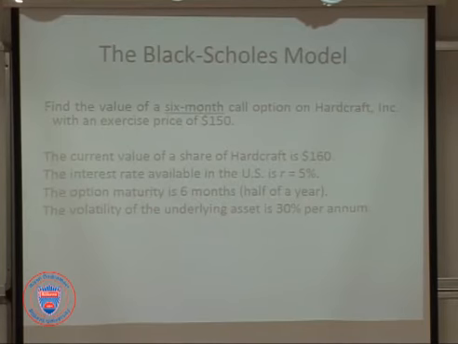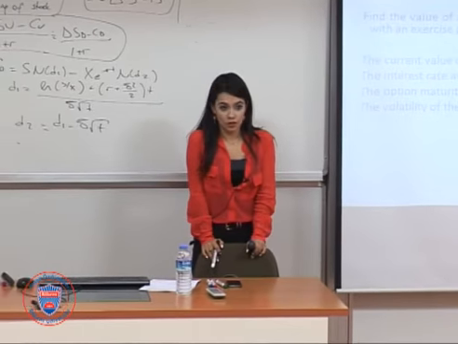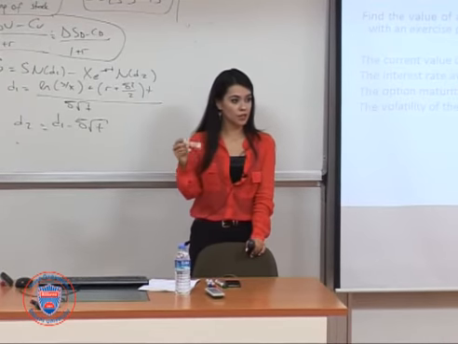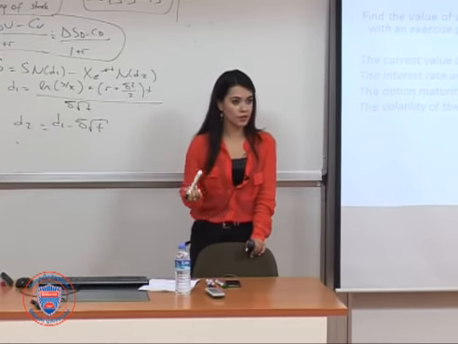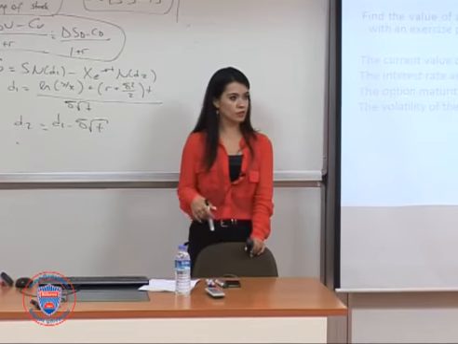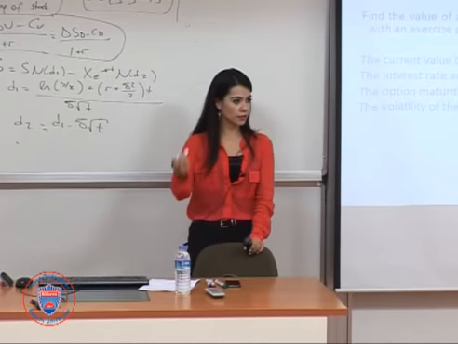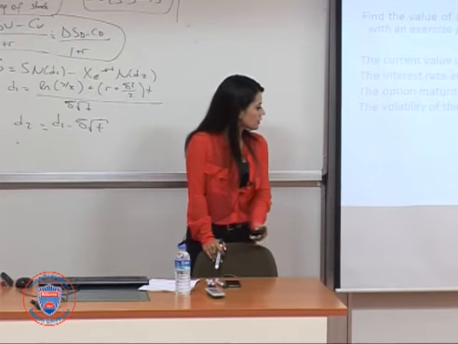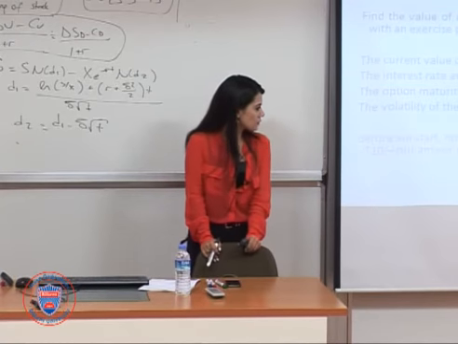How do you calculate volatility of a stock? You look at the standard deviation of the prices, right? So volatility is about riskiness of a stock. The more volatile the stock, the riskier it is. Okay, so it is 30%.